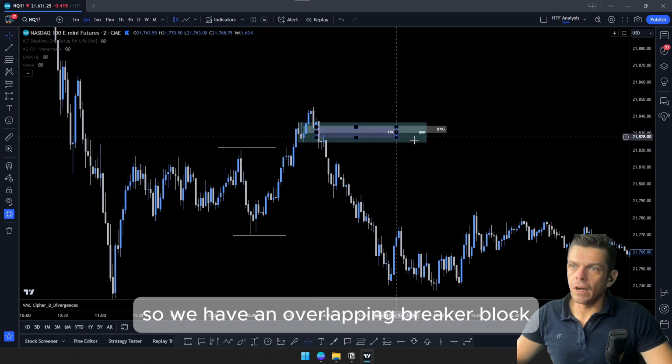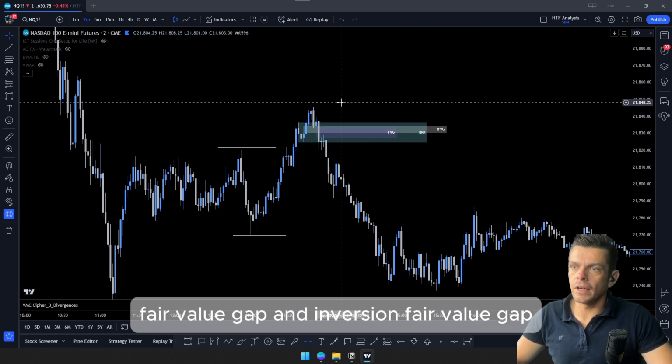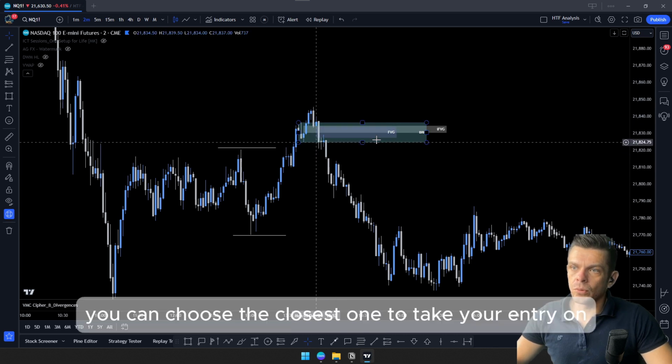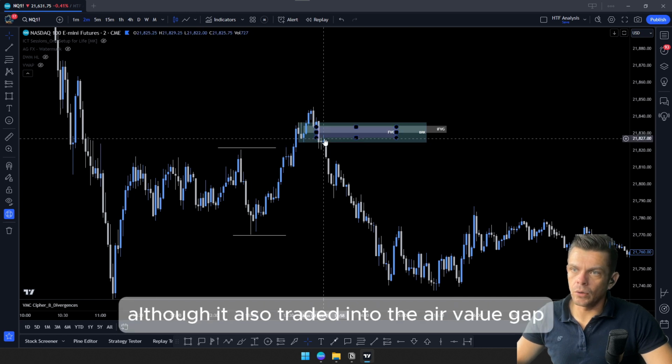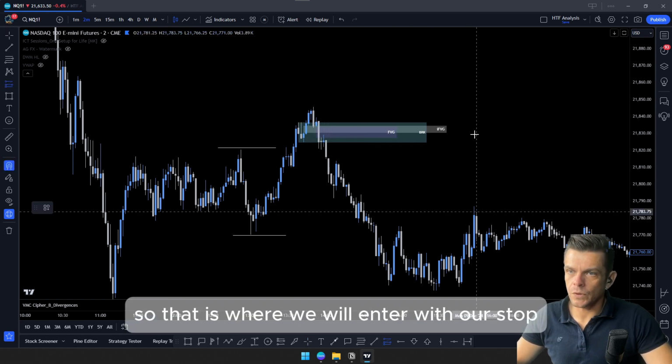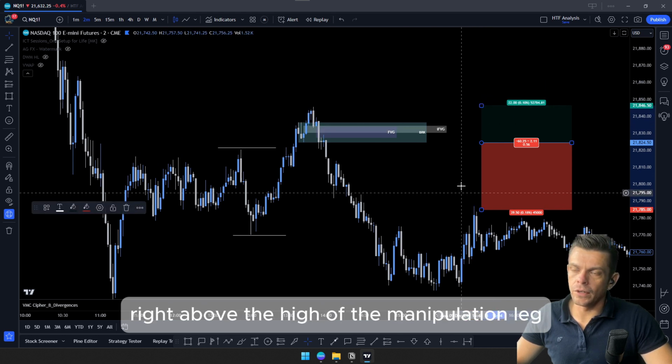We have an overlapping breaker block, fair value gap, and inversion fair value gap. So you can choose the closest one to take your entry on. In this case, it is the breaker block, although it also traded into the fair value gap. That is where we will enter with our stop right above the high of the manipulation leg.